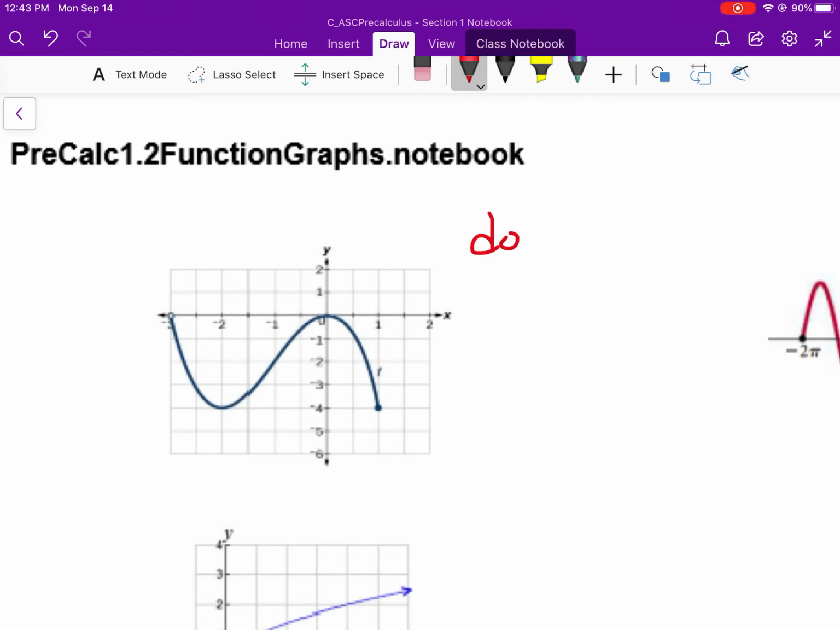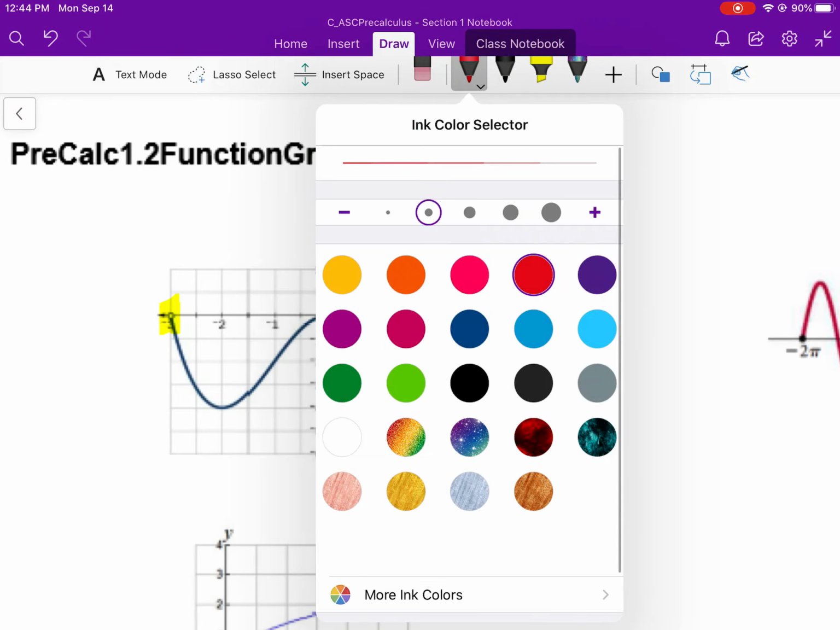So let's do domain. That's the x values. The smallest x value looks like it's here at -3. Do we want to include -3 is the question? And you say no, because there's an open circle there, so we're going to have a soft bracket or a round bracket. And then what's the biggest? It looks like the biggest x value is here at 1. Do you want to include it? Yes, it's got a solid dot, so we're going to make it a square bracket. See, it's not so bad.